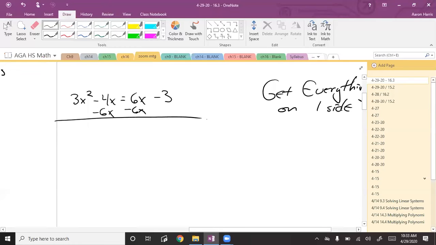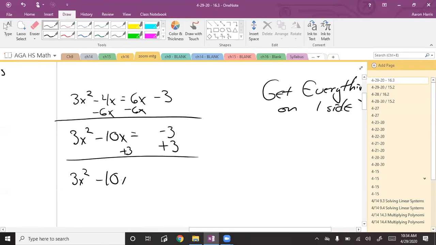So I get 3x squared. Negative 4x minus 6x is negative 10x. Now, remember, this still says equal negative 3. So I'm now going to add 3 because that makes it go to 0. But I need to do it on the other side. So I get 3x squared minus 10x plus 3 equals 0. The 0 is important. You need to know that that 0 is on the other side.